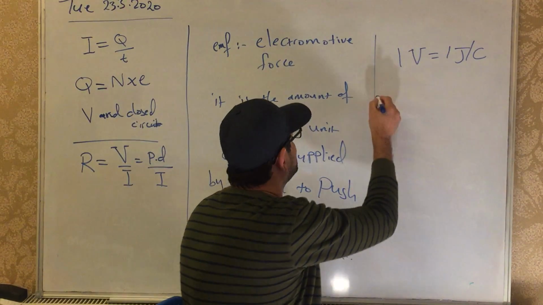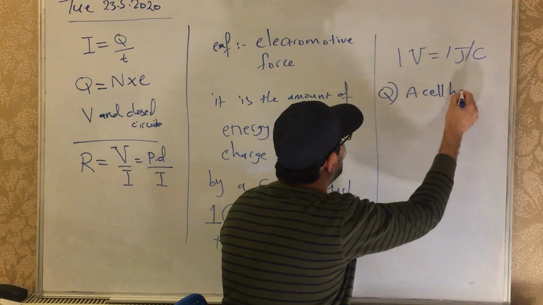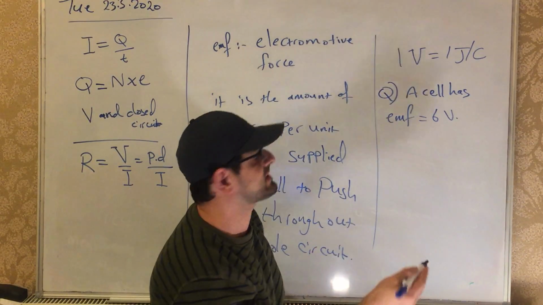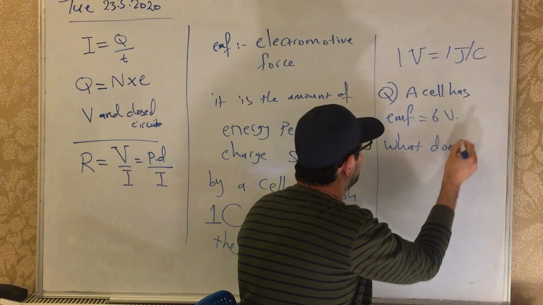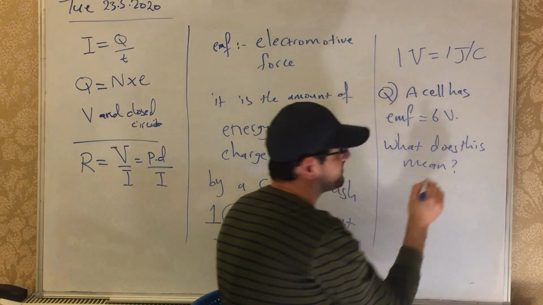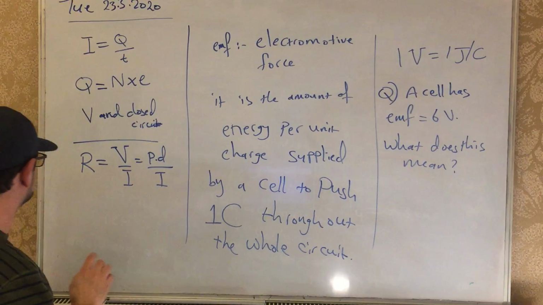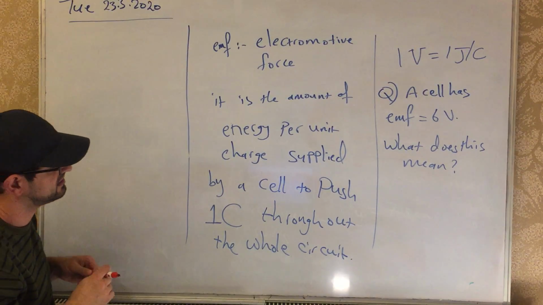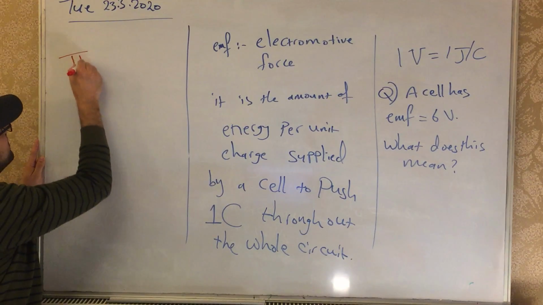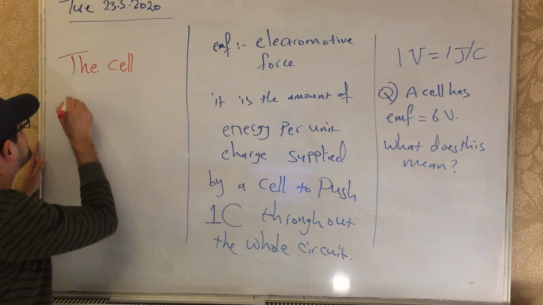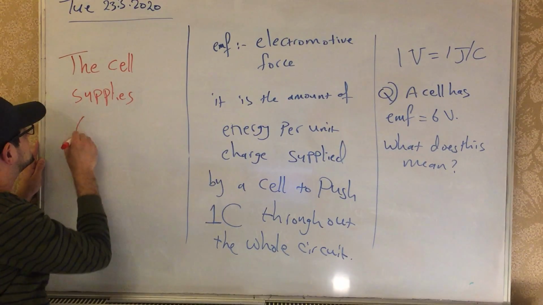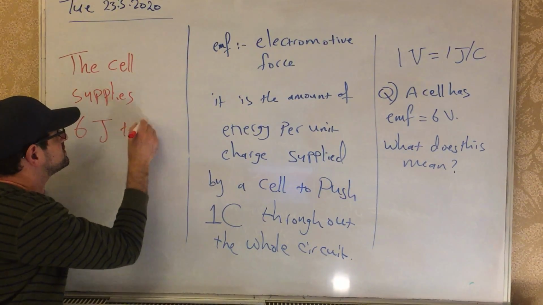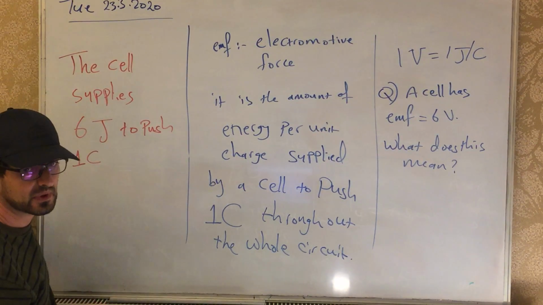Let me ask you this question. Imagine a question: a cell has EMF equals 6 volt. What does this mean? The answer is simple. It means that the cell supplies, meaning gives, 6 joules for every coulomb to push 1 coulomb throughout the circuit.